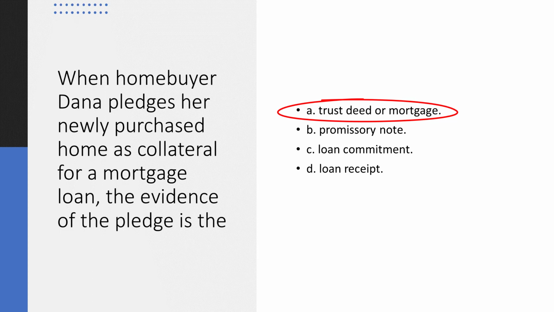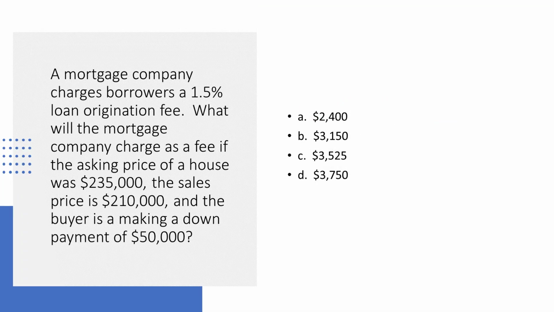Our second mortgage finance question that you'll most likely see on your real estate exam. A mortgage company charges borrowers a 1.5% loan origination fee. What will the mortgage company charge as a fee if the asking price of the house was $235,000, the sales price is $210,000, and the buyer is making a down payment of $50,000? And your answers are A. $2,400, B. $3,150, C. $3,525, and D. $3,750.